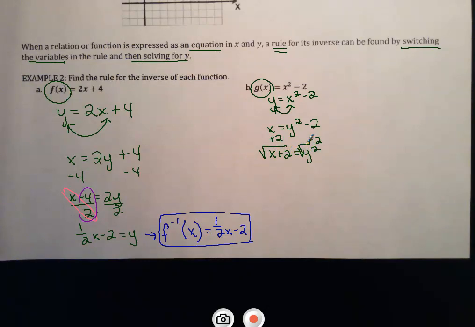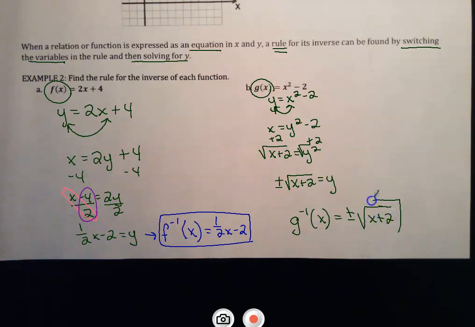Can't find the square root of it, so we are going to put a plus or minus in front of it, right? Because it could be a positive or a negative. We don't know. So we'll say plus or minus. And then function notation is the inverse of g, not f, my bad. So the inverse of g of x equals plus or minus the square root of x plus 2. Perfect.